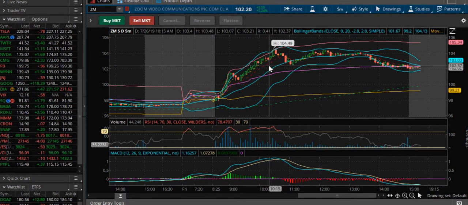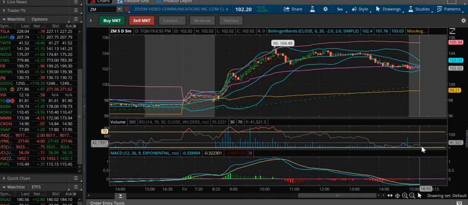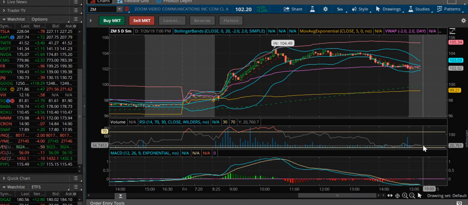As for looking at Zoom, you guys brought this up earlier. Look at this flatlining MACD. Looks like it's primed for a move up. Look at the RSI, it's oversold, or almost oversold. This is a good one that we could watch come Monday, and I'll definitely put it on my watch list.